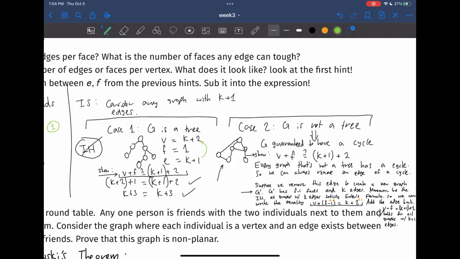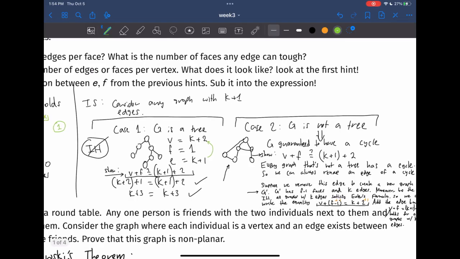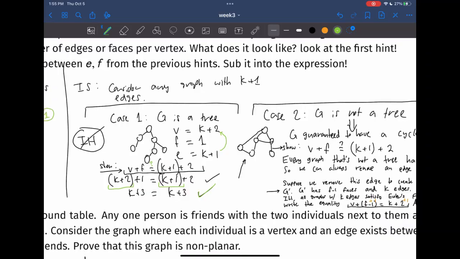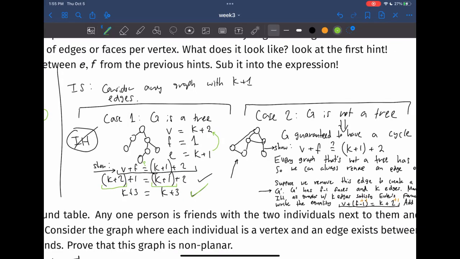And so let's just plug it in and see if this holds. So this is the statement that we want to show. We want to show that if we substitute e for k plus 1, that equality still holds. So we're going to substitute v for k plus 2 and then k plus 1 for e. And indeed, we do get k plus 3 is equal to k plus 3. So that equality holds. And notice that in this case, we actually did not use the inductive hypothesis. It's in case 2 that we need to use the inductive hypothesis.